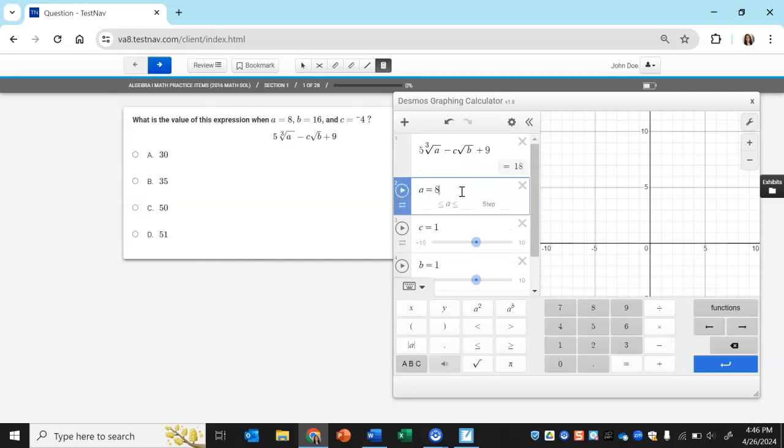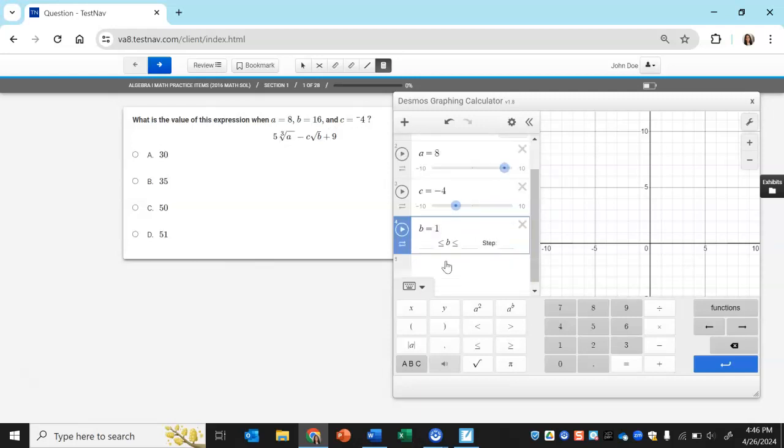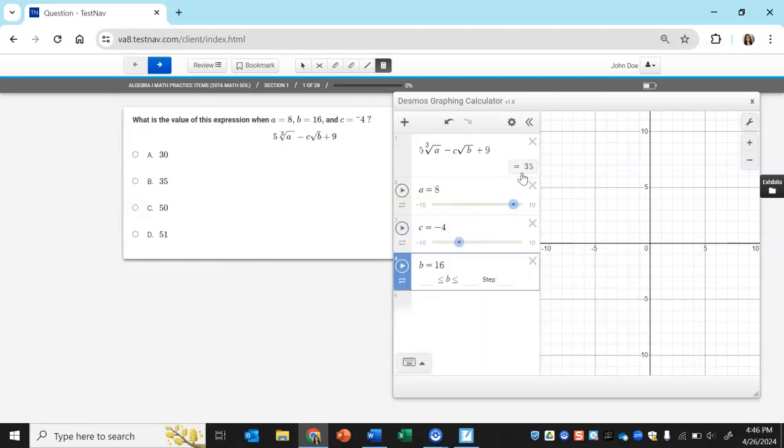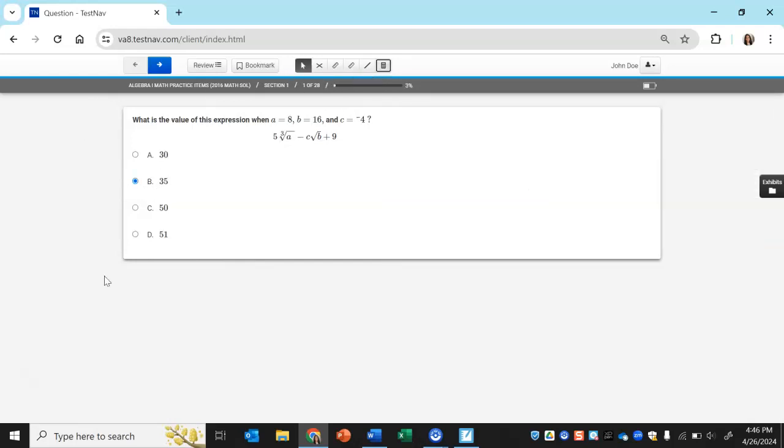So that's a is equal to 8 right there. C, now be careful here, c is -4, don't type the value for b. And then b is equal to 16. And then we're going to close this here, scroll up, it's equal to 35. That's about it. And I'm going to press this button again so Desmos can go back up there.